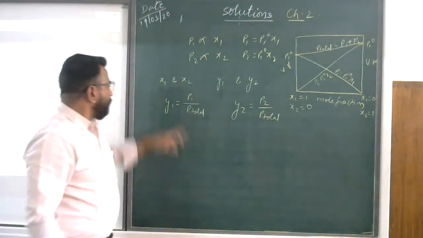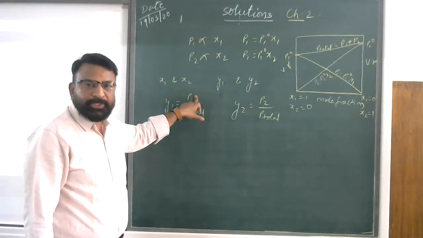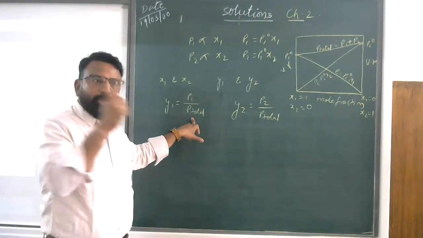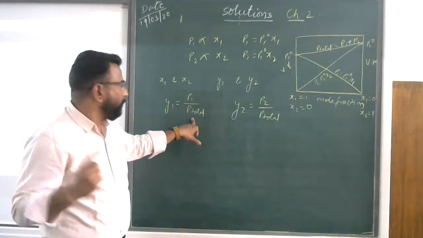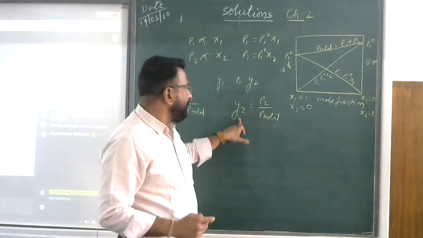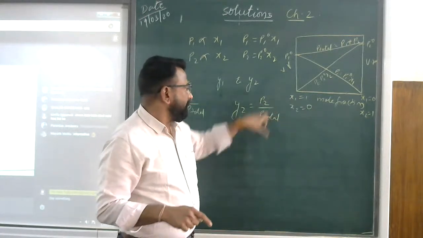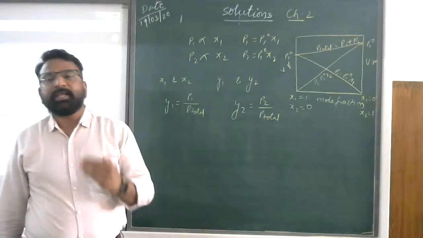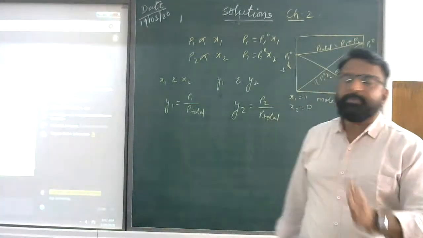So y1 is the mole fraction in the vapor form. P1 is the partial pressure of liquid 1 in the solution, and P total is the total vapor pressure of liquid 1 and 2 in the solution. Now y2 is the same thing, with the vapor pressure of liquid 2 in the solution, and this P total we have already discussed. So these are the two formulas by which we can calculate the partial pressure in the vapor form.